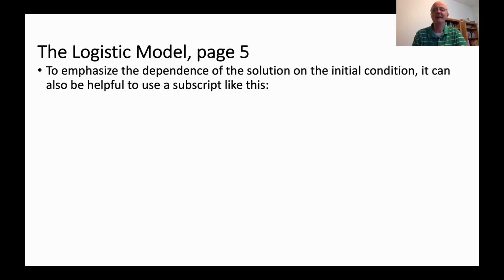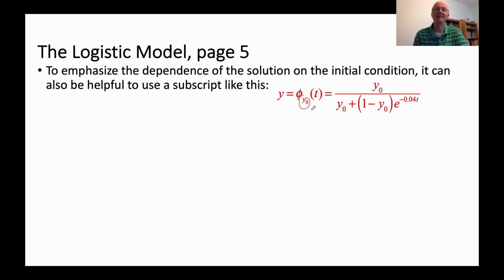To emphasize the dependence of the solution on the initial condition, it can also be useful to write a subscript like this. Put the subscript right here: y equals phi sub y0 of t, to emphasize that this does depend on what the initial value of y is. Again, you are thinking of y0 as being fixed, but it's unknown. So it's good to include it in the notation here. Don't worry about it too much.